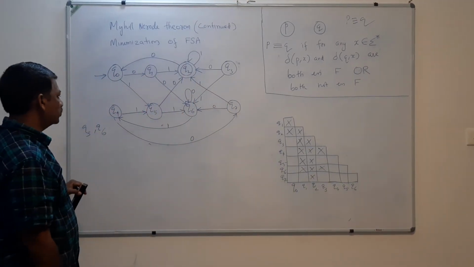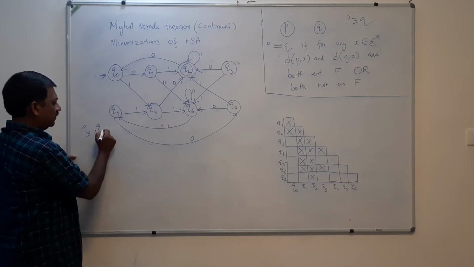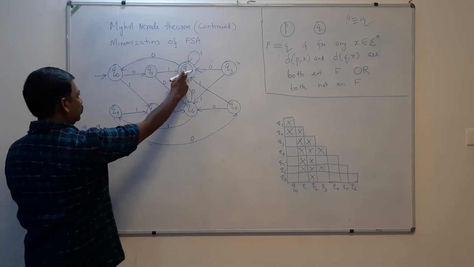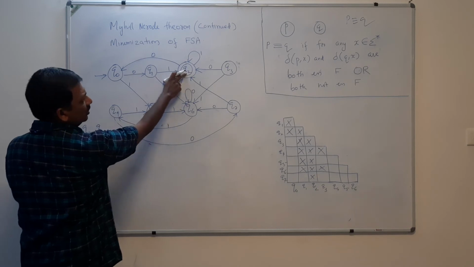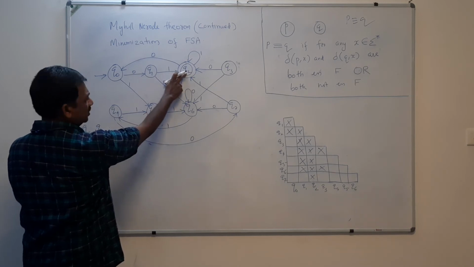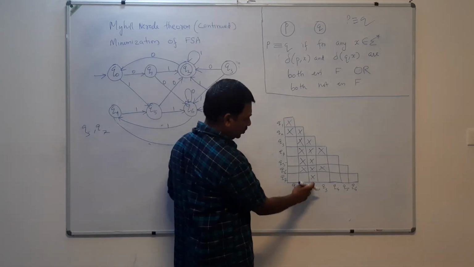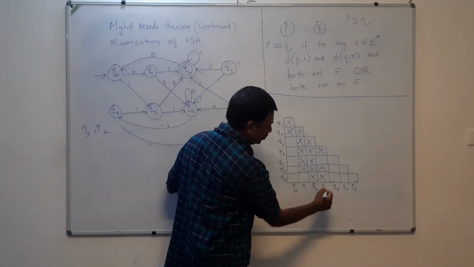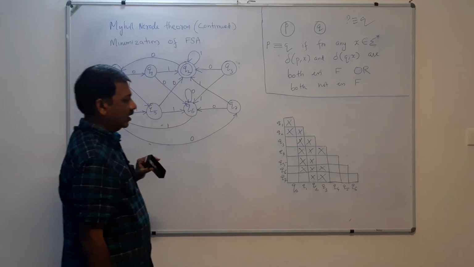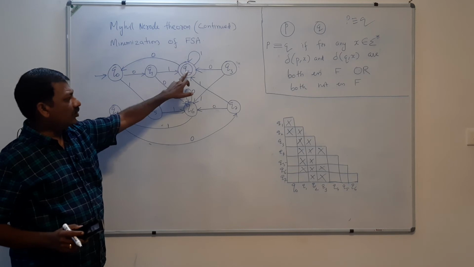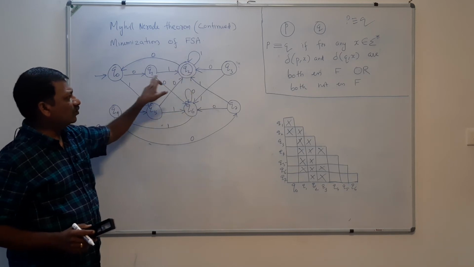What about Q3, Q7? Q3 on 0 it is Q2 and Q7 on 0 is Q6. Q2, Q6 is distinguishable. So this also is distinguishable. That means entries near to the final stage are Q1, Q3.